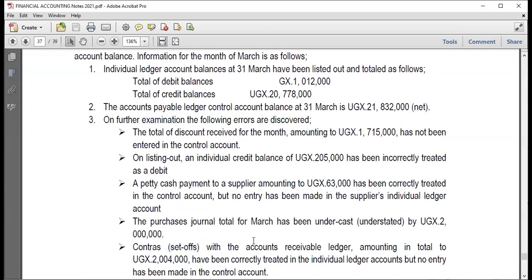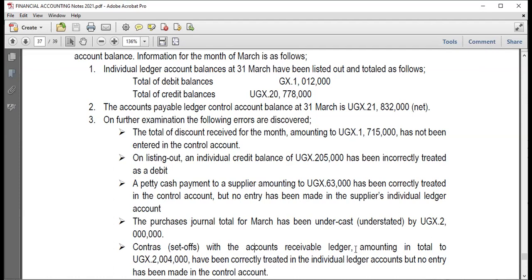And then they are also telling us that we have contras, which are also set off between the accounts receivable and the accounts payable ledger. Usually this is a case where you have maybe a customer who is at the same time a supplier, okay? I usually give an example of MTN. MTN can either be your supplier as well as your customer. For example, maybe you offer catering services to MTN, so you are basically a supplier to MTN. But then MTN is also supplying you with data, okay?